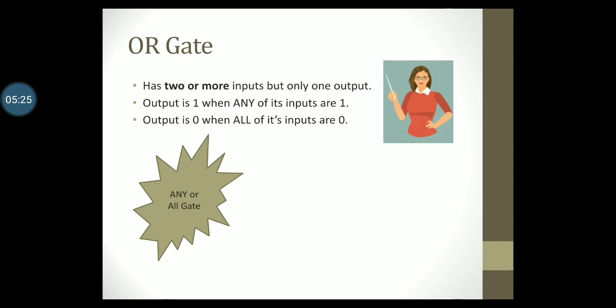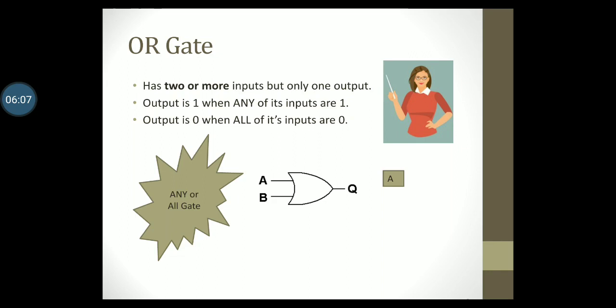The next basic gate that we will study is the OR gate. The OR gate can have 2 or more inputs but will have only one output. The important thing to notice is that the output of this gate will be 1 when any of its inputs are 1. If all the inputs are given as 0, then the output is 0 too. Because of this, it is given the nickname any or all gate. The logic diagram for the OR gate looks like this. Let us write the truth table for the OR gate.